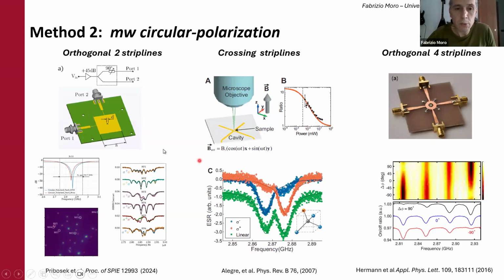And here are some examples of how they fabricated devices, the microstrip line with different geometries, like orthogonal two strip line or crossing strip lines and orthogonal four strip lines. In all these cases, they successfully show that it's possible to detect one or the other resonance line depending on the magnetic field direction. However, this method, as far as I know, has not yet been implemented on a real sample to study, for instance, spin texture in nanomagnets.